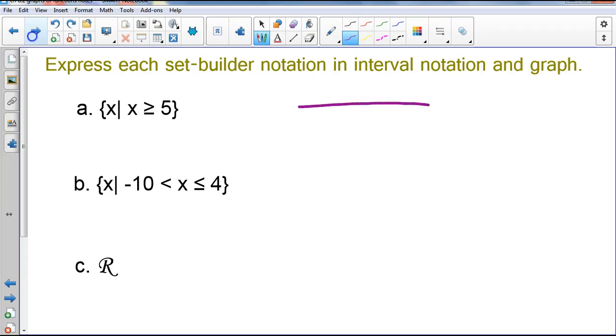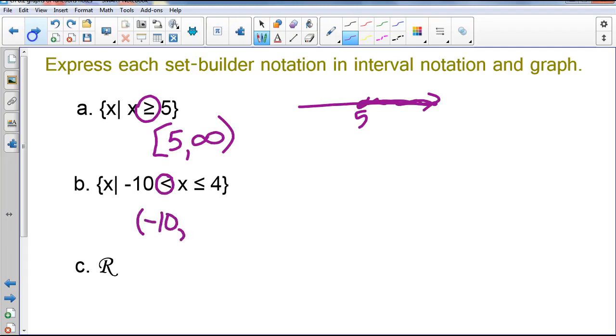Some of you guys are more visual. So we have 5 shaded in because it's greater than or equal to, going to the right. So there's our graph. And then in interval notation, it includes the point 5, but it's going towards positive infinity, which is parentheses. And part B, notice that the first symbol does not include the point, so that's parentheses, starting at -10, ending at 4, which does include the point number 4.